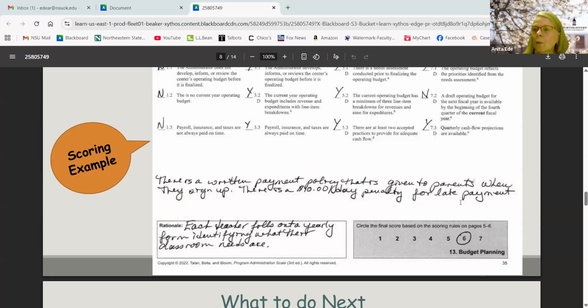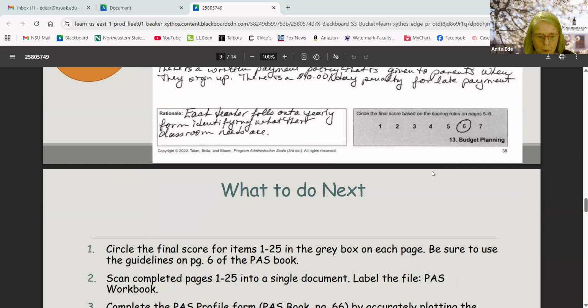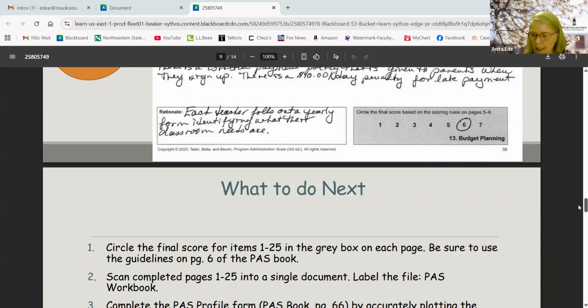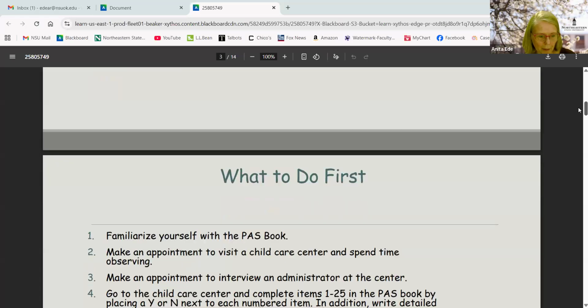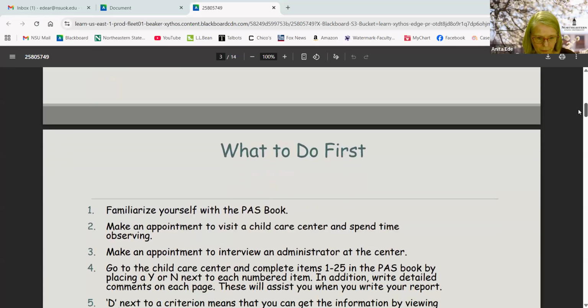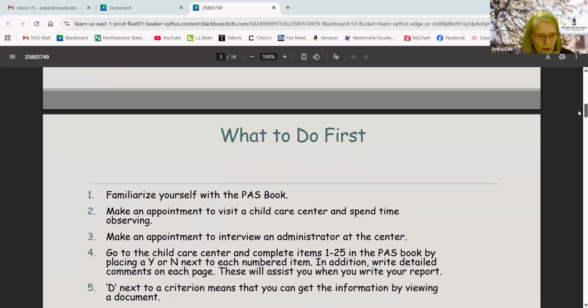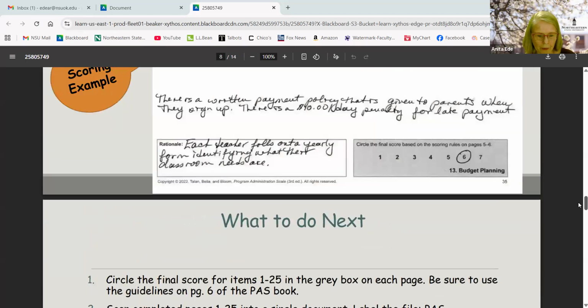I hope it makes more sense now that you see how the scoring is, because it's pretty easy once you get it going. Now that we've talked a little bit about that, let's go back here to the end of the book.